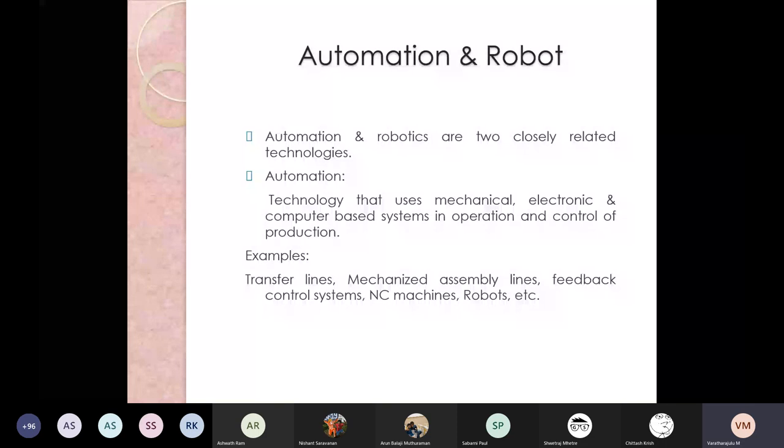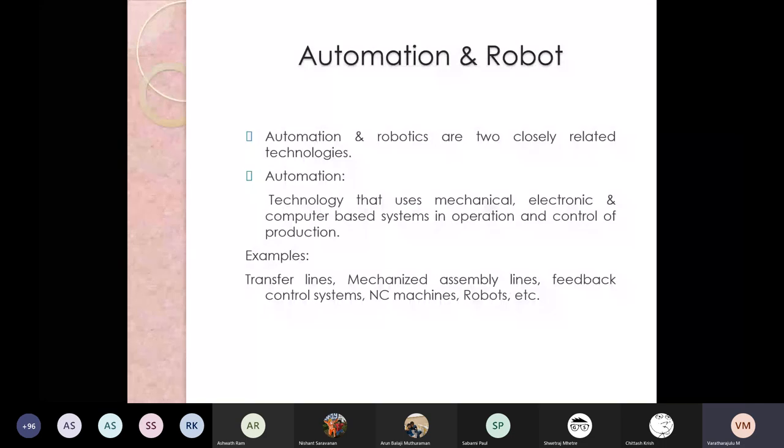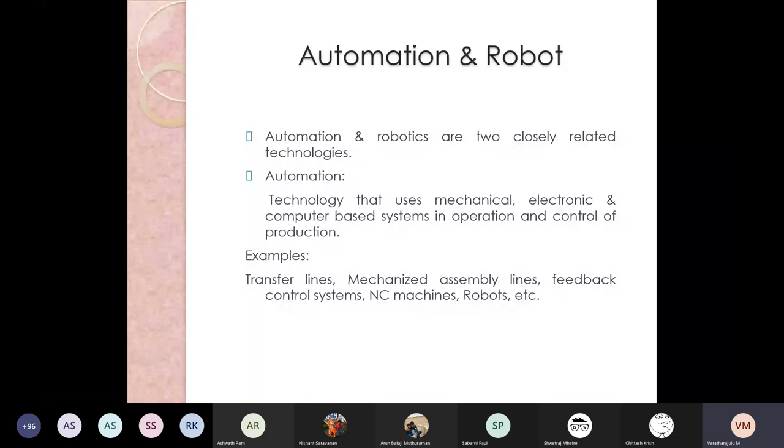For example, for transfer lines and assembly lines, feedback control systems, and NC machines, we have already automated various operations. And from that, we need to make a move to robotics. Industrial automation has three broad classes: fixed automation, programmable automation, and flexible automation.